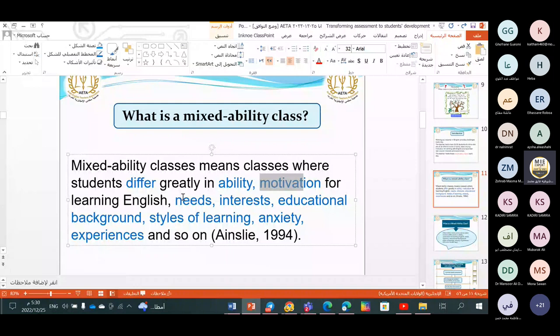But others don't have this kind of motivation. Also, they differ in their needs. So you should pay more attention to their needs, if they need the subject or not, for example. Also interest, educational background, styles of learning. One of you said, according to their learning styles, there are, for example, visual learners, physical learners, audible learners, etc. So also anxiety, experiences, and so on, as Inslee said in 1994. So this is the definition of the mixed ability class.